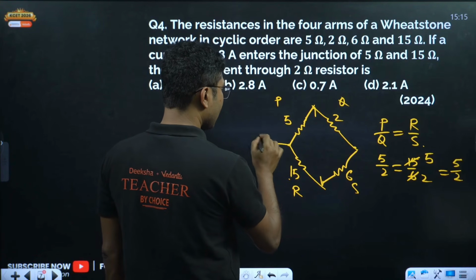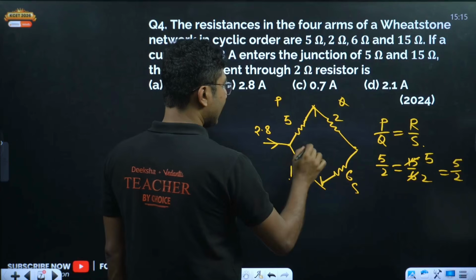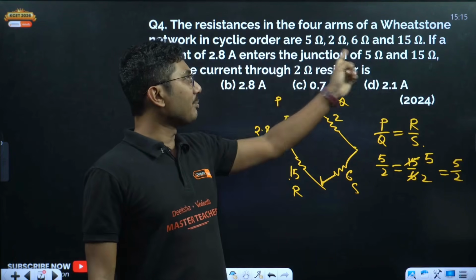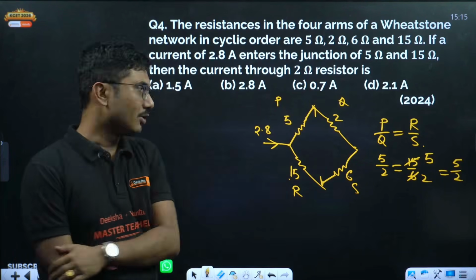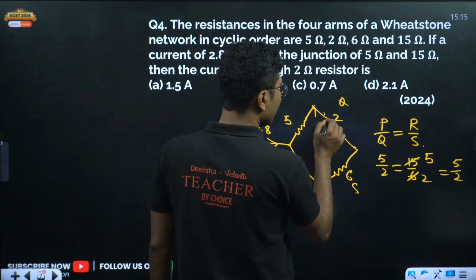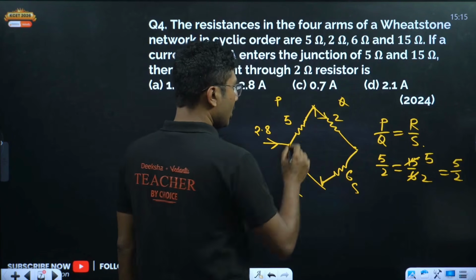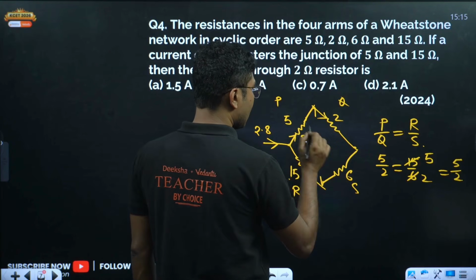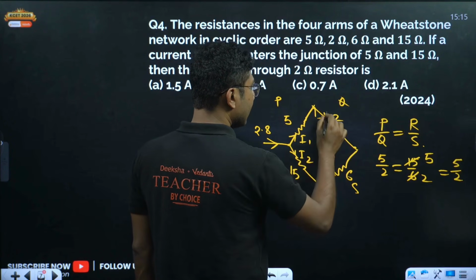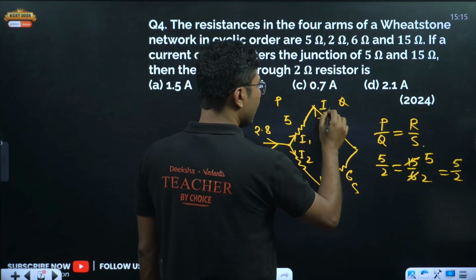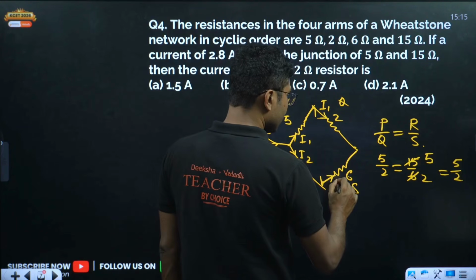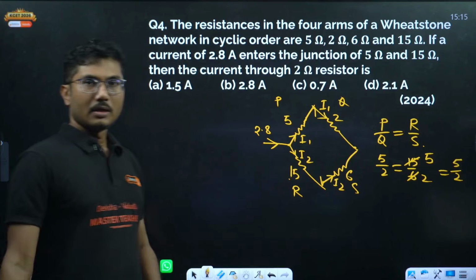Now here 2.8 ampere is entering this junction. Okay, it's mentioned that 2.8 ampere enters 5 ohm and 15 ohm. So this is the entry point. Now it asks what is the current through this 2 ohm resistance. So if the current passing through this is say I1, and the current divides here, say I2, then this must also equal I1, right? And this must also equal I2, right?